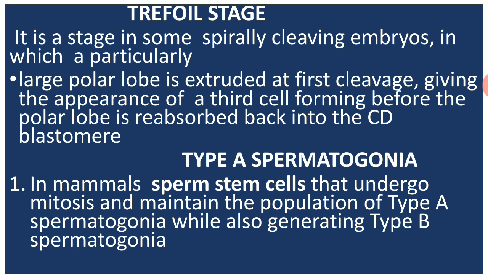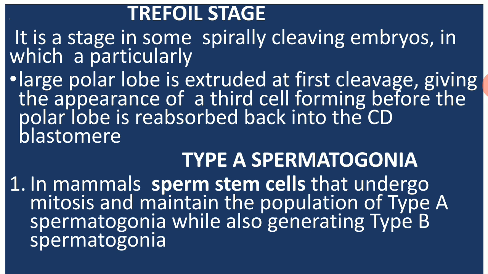Trefoil stage. It is the stage in some spirally cleaving embryos in which a particularly large polar lobe is extruded at first cleavage. It is in spiral cleavage and gives the appearance of the third cell forming before the polar lobe is reabsorbed back into CD blastomeres.